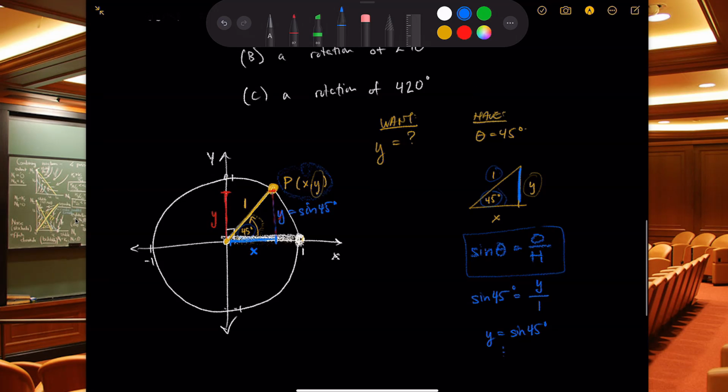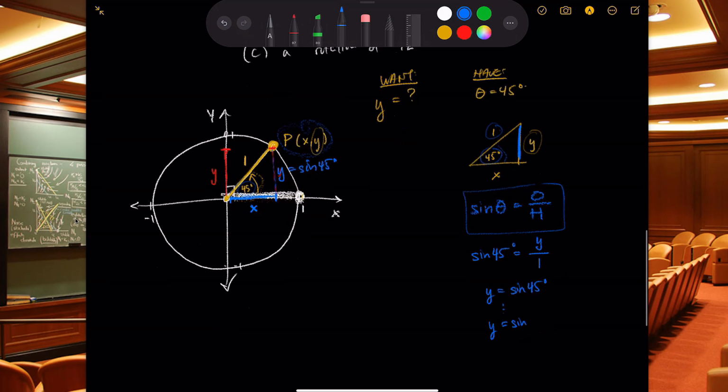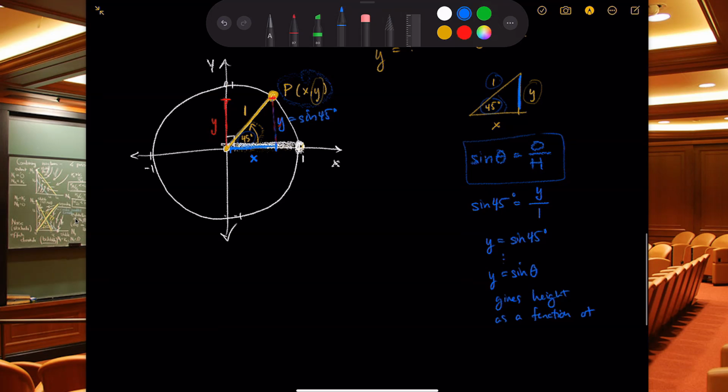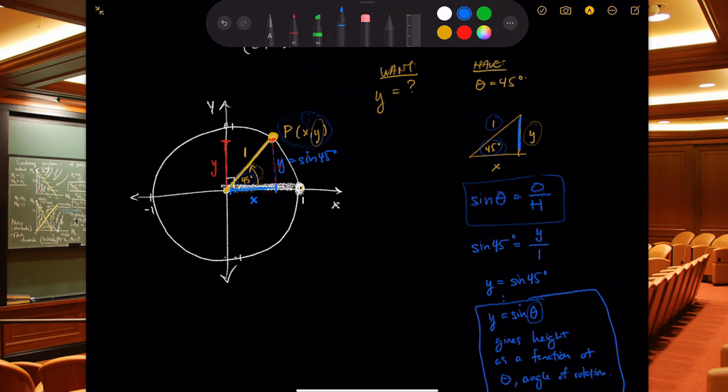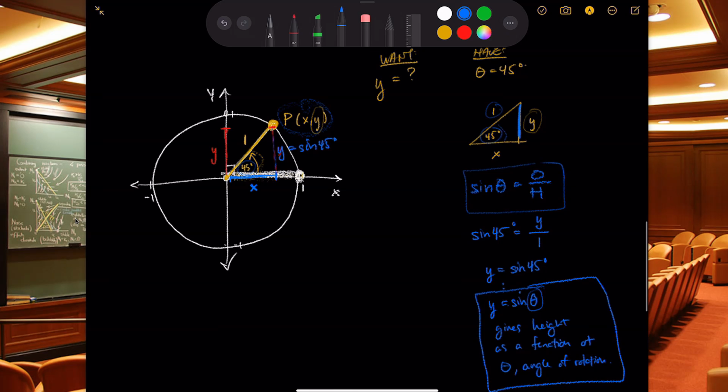So y equals sine theta gives the height as a function of what? Y equals sine of, what's my input? Theta, the angle of rotation. So instead of measuring the time I've been on the Ferris wheel, we can talk about how far I've rotated from the starting point.